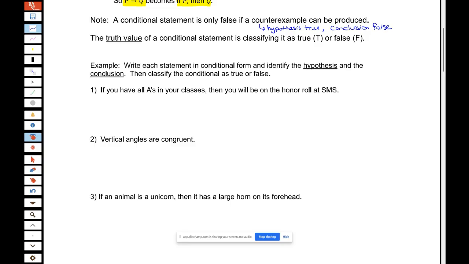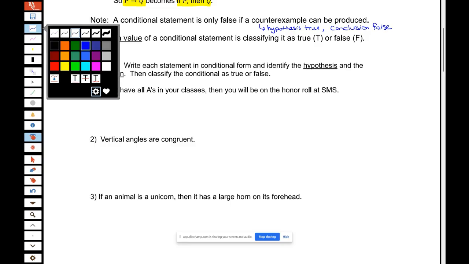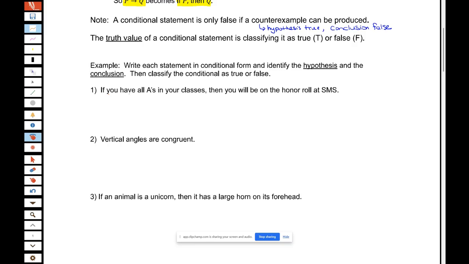The first statement says, if you have all A's in your classes, which is going to be the hypothesis, you will be on the honor roll at SMS, which is going to be the conclusion. And that is a true statement because it is a rule in this building that if you have all A's, of course you're going to make the honor roll. I think you can even not have all straight A's and make honor roll.